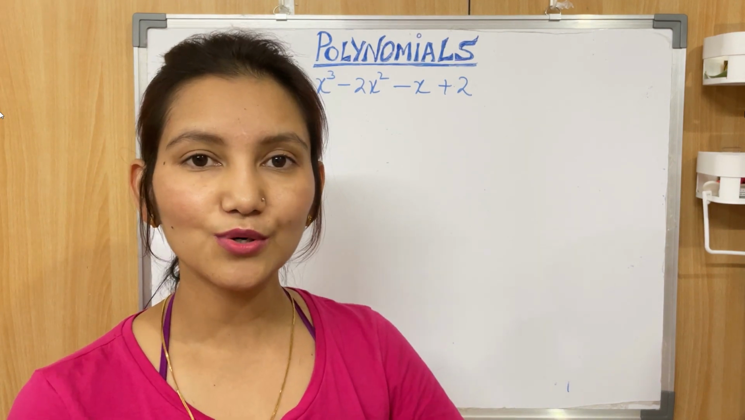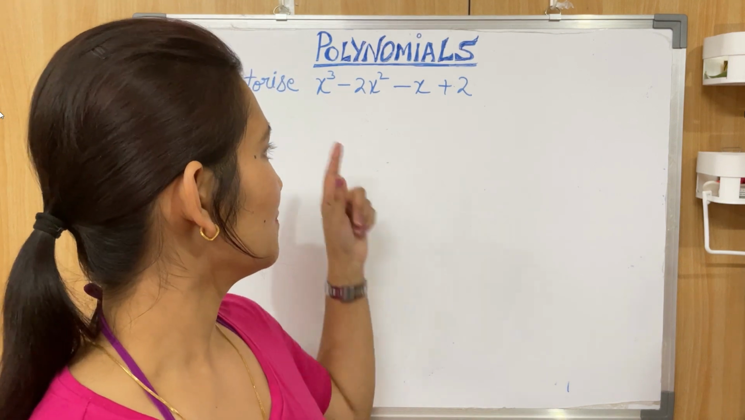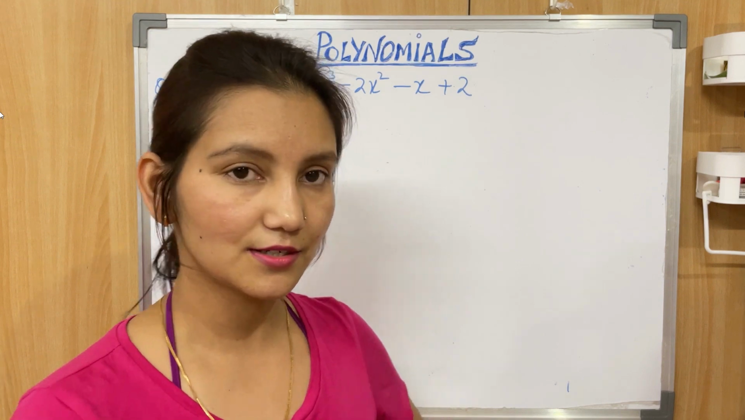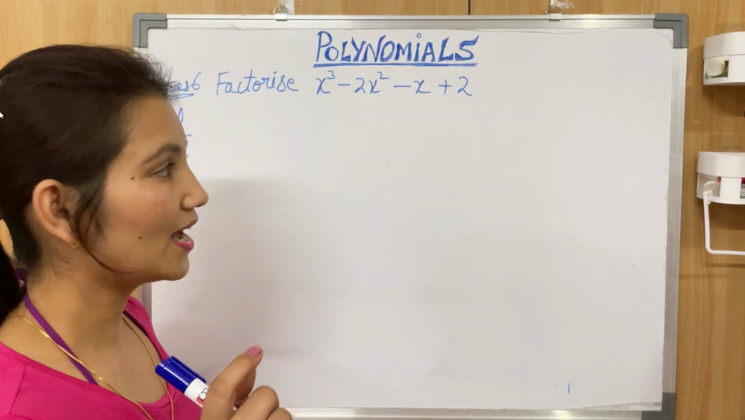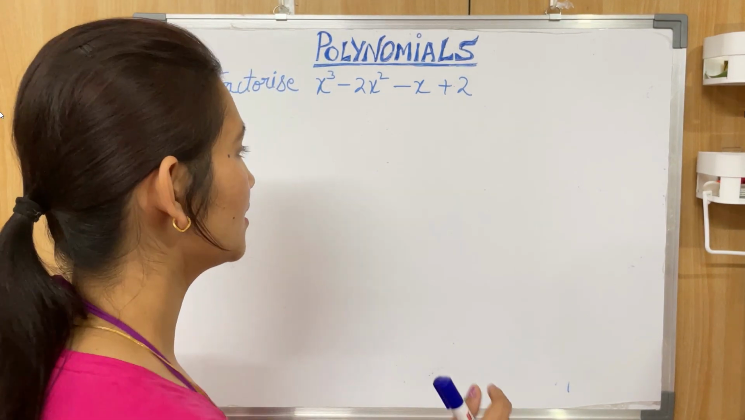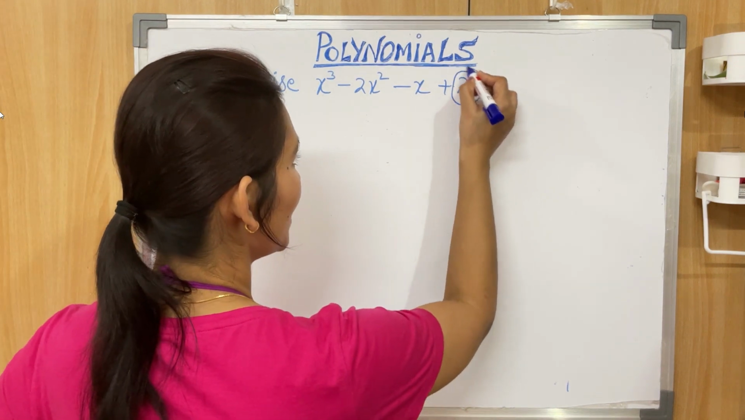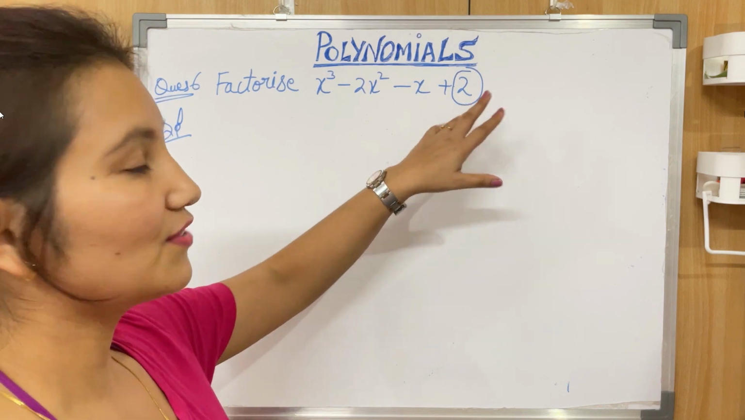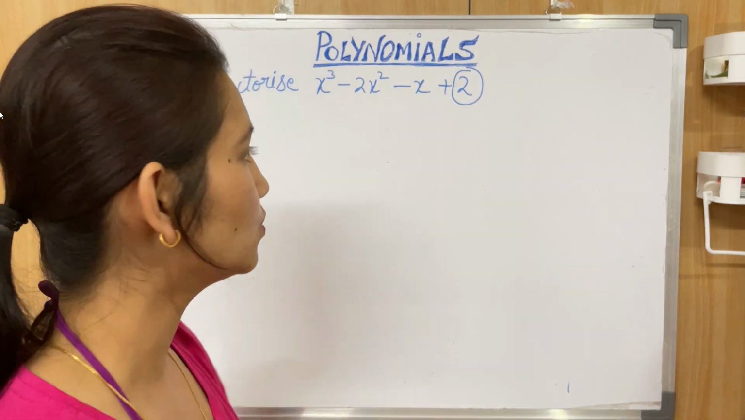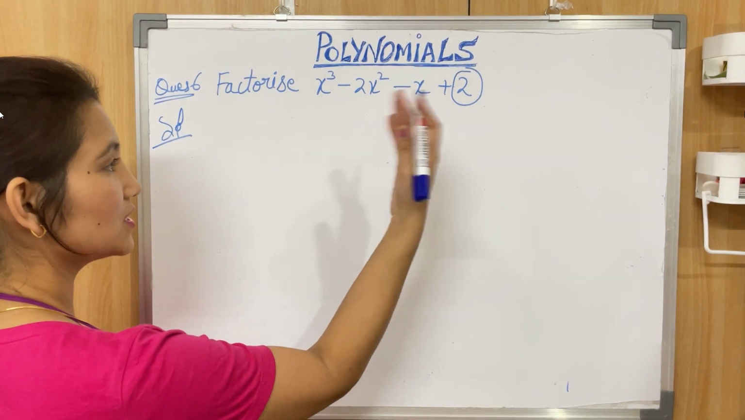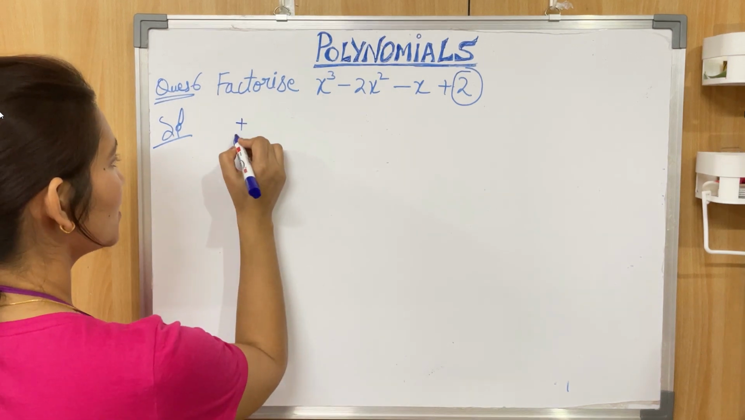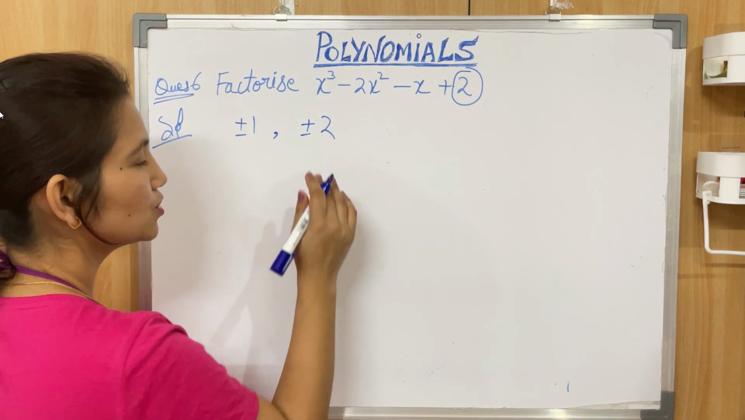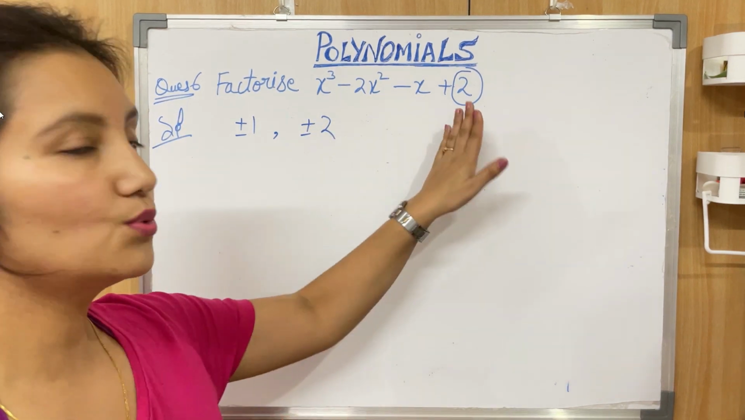How are we going to do so? One of the factors we will find using factor theorem. Just see the last constant term. This is 2. So we need to find the possible factors of 2. 2 can have possible factors plus 1, minus 1, and plus 2, minus 2.